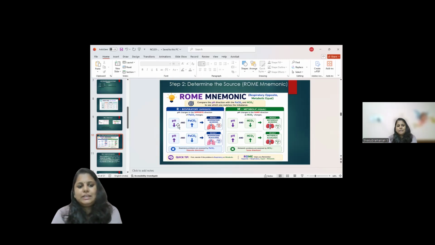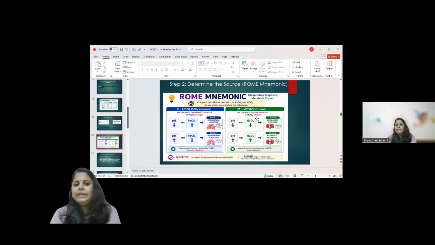For example, you can see here the pH is low and the partial pressure of carbon dioxide is increased. So it indicates respiratory acidosis, because the pH is low, so it is acidosis, and respiratory is opposite. Then, if the pH is increasing and the PaCO2 is decreasing, pH increasing indicates alkalosis. The pH and the PaCO2 are in opposite directions, so it's respiratory. So it is a respiratory alkalosis.